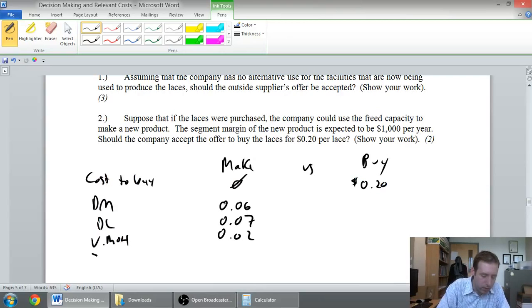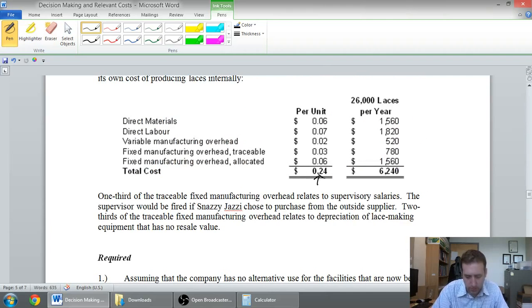Fixed overhead, traceable. Let's see, if I make, or if I buy, I don't have any. Let's actually take a look at this. 1/3 of the traceable fixed overhead relates to supervisor salary. So that's 1 cent of my traceable fixed overhead relates to supervisor salaries.